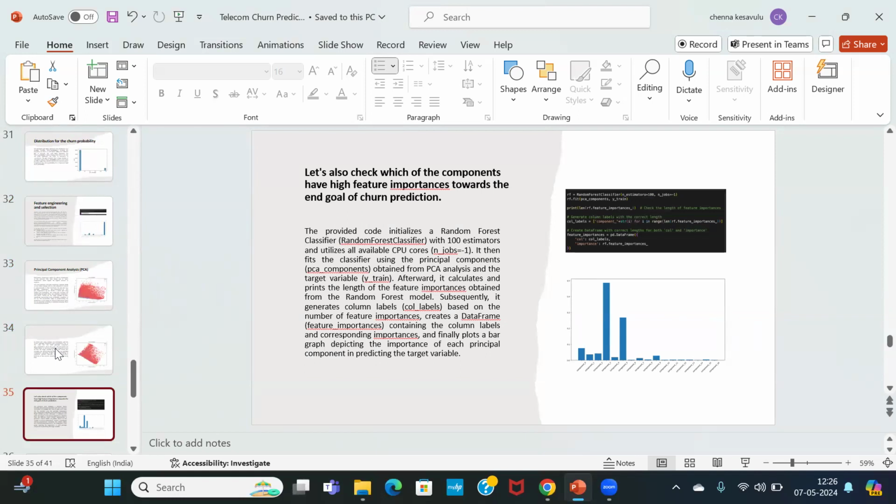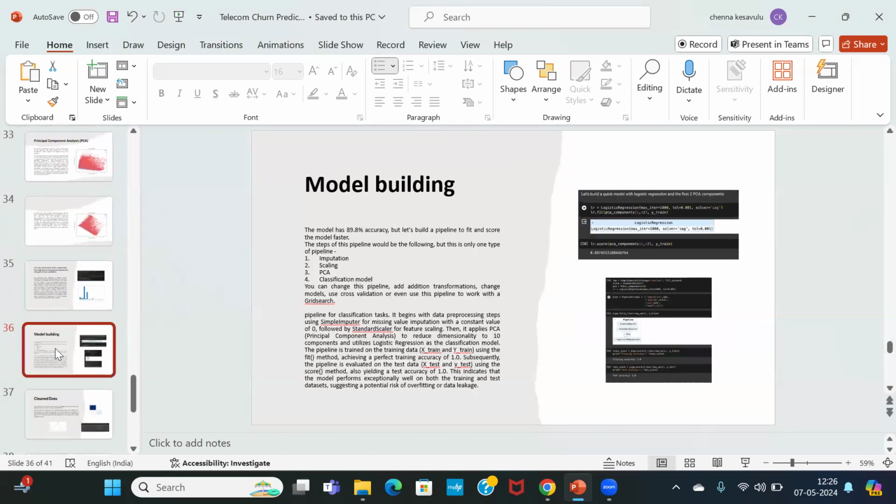Let's also check which of the following components have high feature importances towards the end goal of churn prediction. The provided code initializes a random forest classifier with 100 estimators and utilizes all available CPU cores. It then fits the classifier using the principal components obtained from PCA analysis and the target variable. It generates column labels based on the number of feature importances, creates a data frame containing the column labels and corresponding importances, and finally plots a bar graph depicting the importance of each principal component in predicting the target variable.